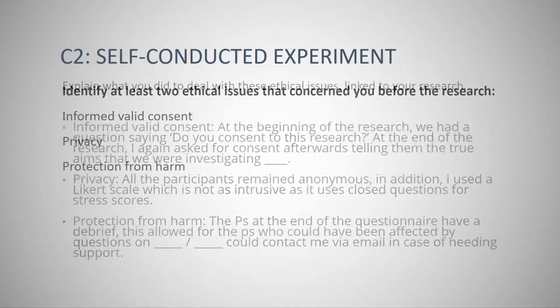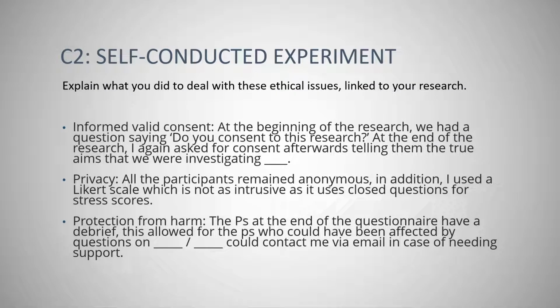Explain what you did to deal with these ethical issues linked to your research. Informed valid consent. At the beginning of the research, we had a question saying, do you consent to this research? At the end of the research, I again asked for consent afterwards, telling them the true aims they were investigating. Privacy. All the scales remained anonymous. In addition, I used a Likert scale, which is not intrusive as it uses closed questions for stress scores.